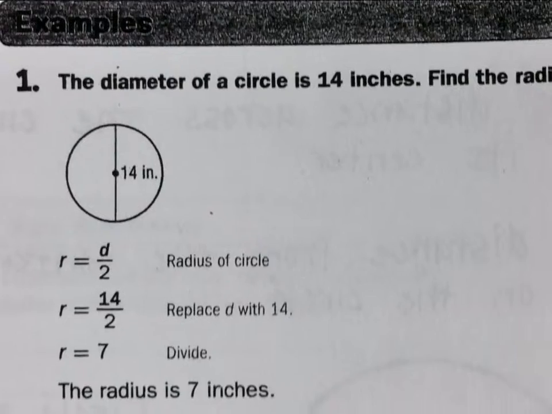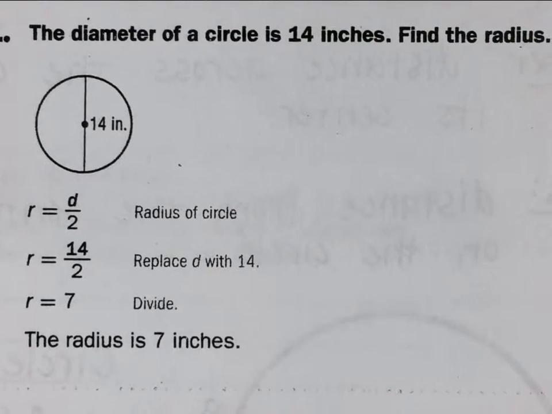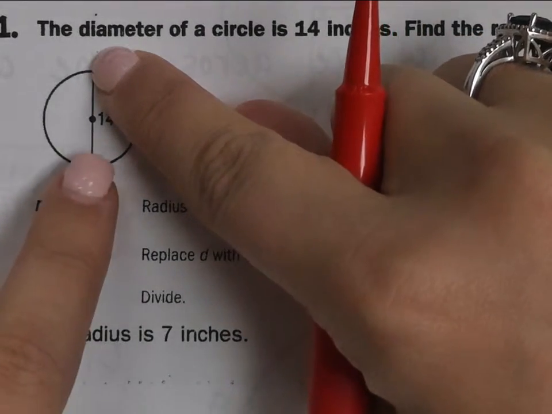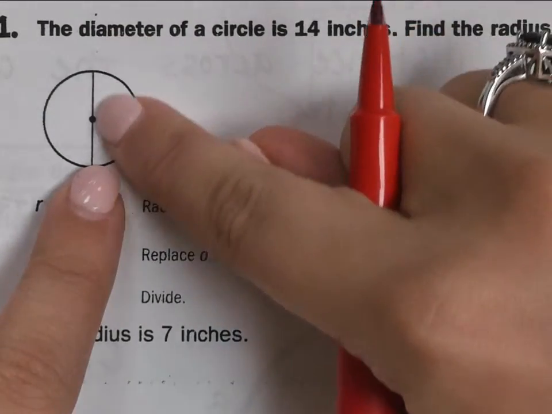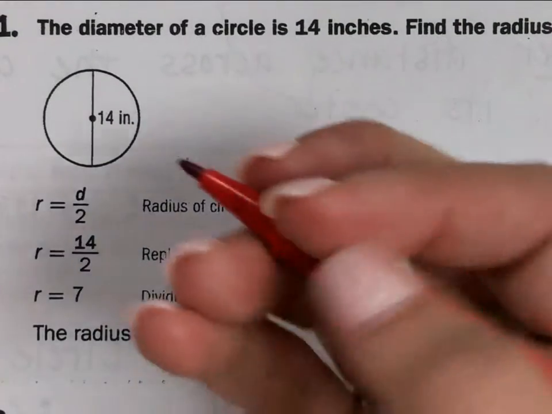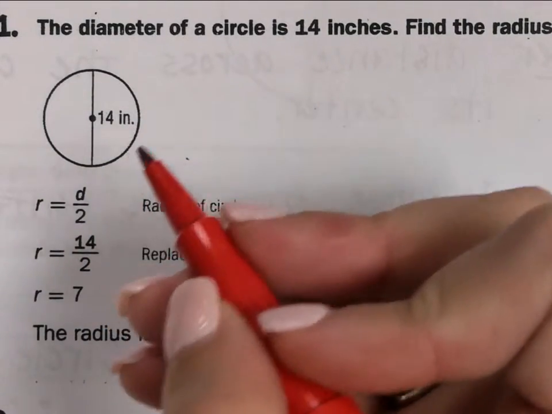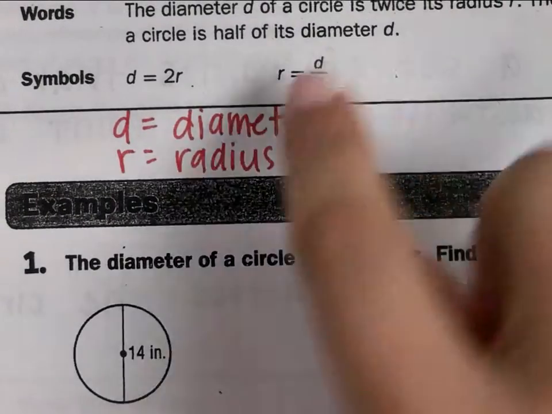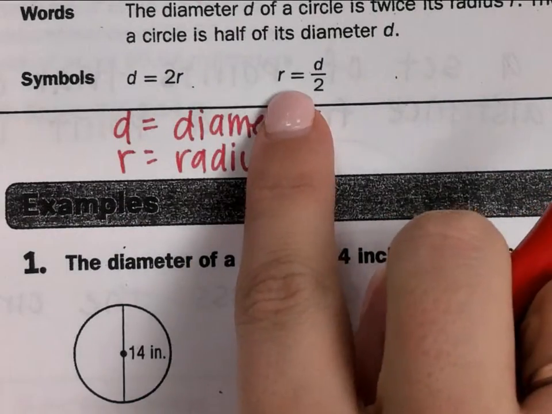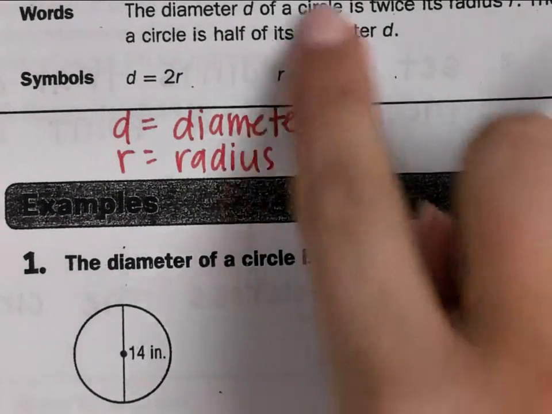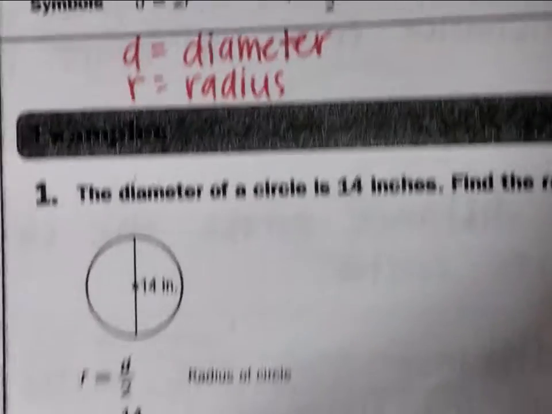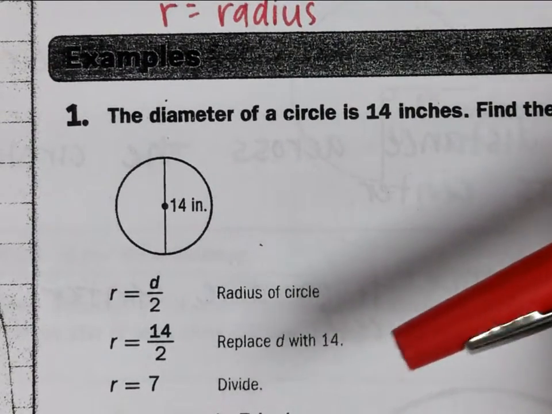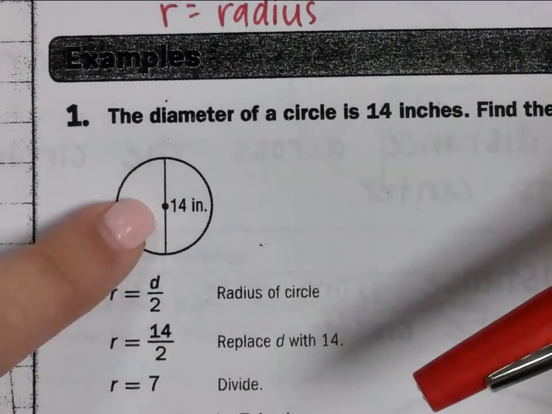Alright, so example number 1, the diameter of the circle is 14 inches and they want us to find the radius. Okay, so this is the diameter, remember, because it's going from one side of the circle to the other and it's passing through the center. So my diameter is 14, so that means if I'm trying to find the radius, then I'm going to use this formula up here that has D in it. So radius equals what? Diameter divided by 2. So that's the formula that I'm going to use. Okay. So you're using the formula for whatever you're trying to find. So the opposite of what they give you. So they gave me the diameter. I'm going to use the formula for radius.